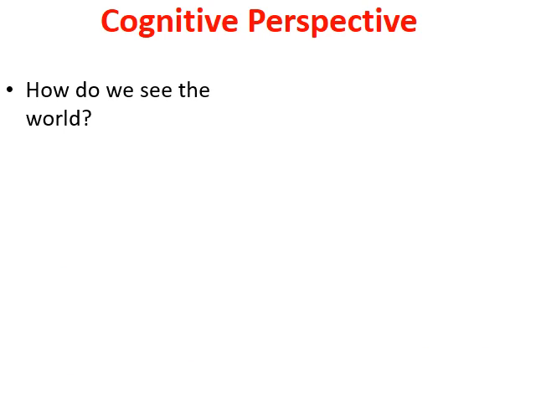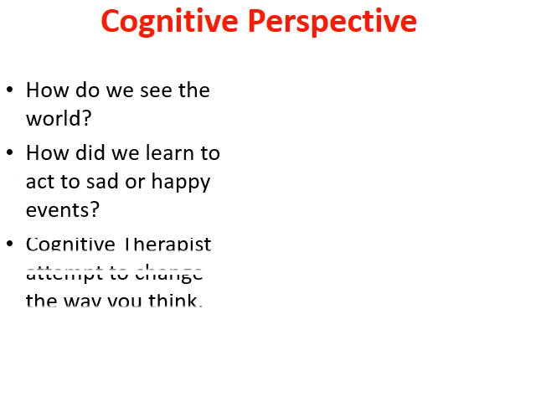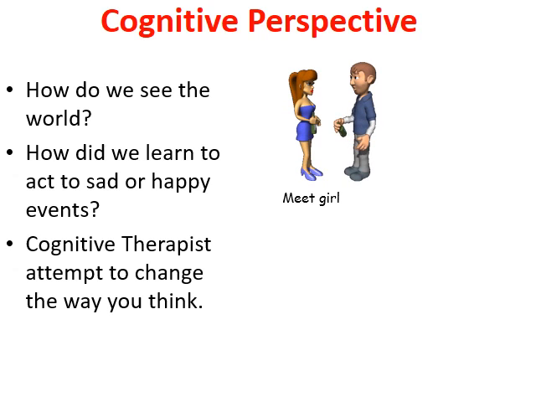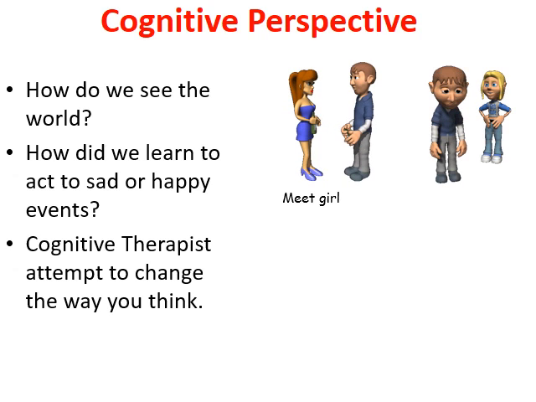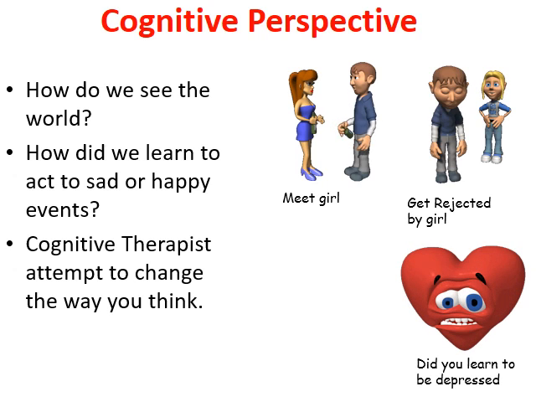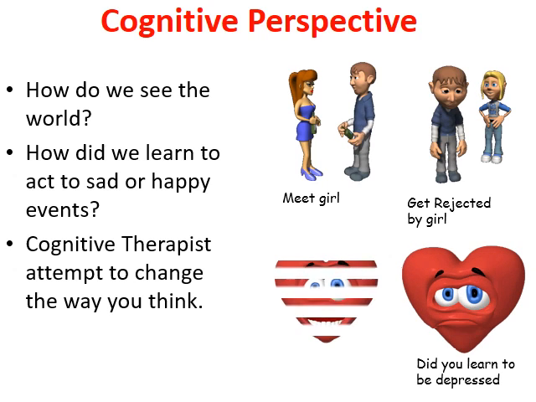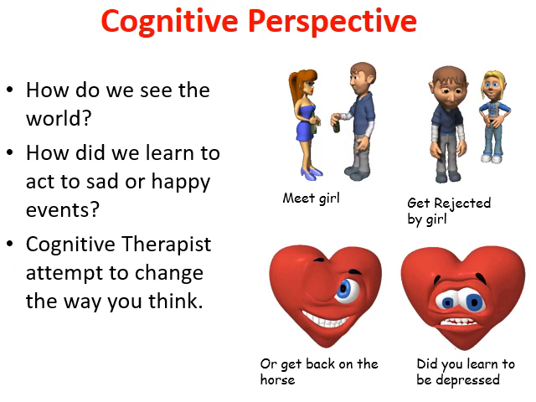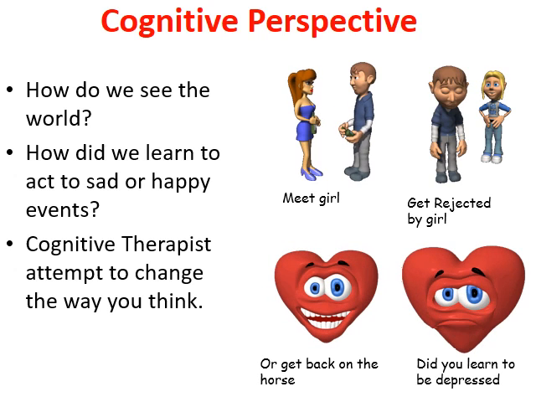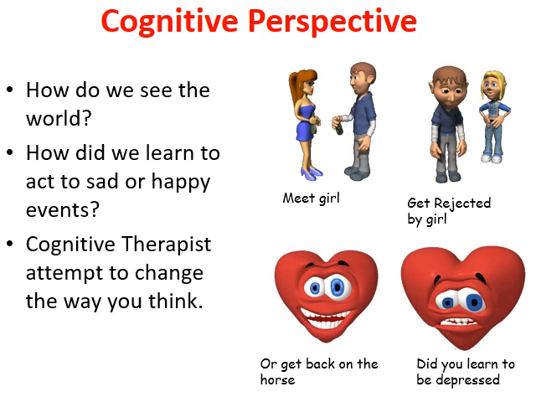Cognitive perspective. How do you see the world? How did we learn to act sad or happy? A cognitive therapist attempts to change the way you think. You meet a girl, and you get rejected by the girl. Did you learn to be depressed? Or did you learn to get back on the horse and try again? There are many fish in the sea.